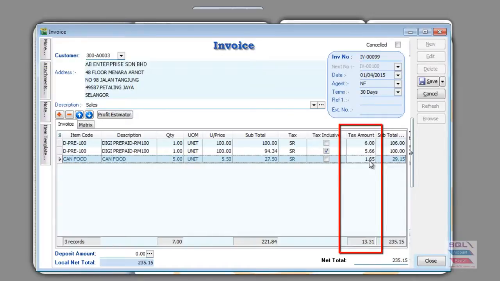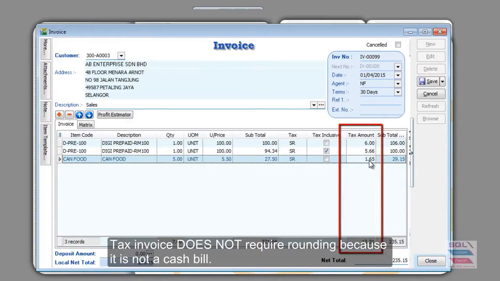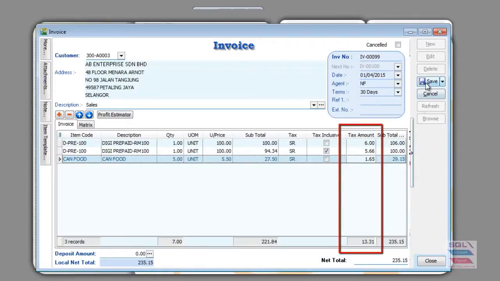Now, because this is a tax invoice, you are not required to round up both at the item level as well as the subtotal level. Therefore, you can print out as it is. But if you are doing a manual calculation, this will become very, very difficult.